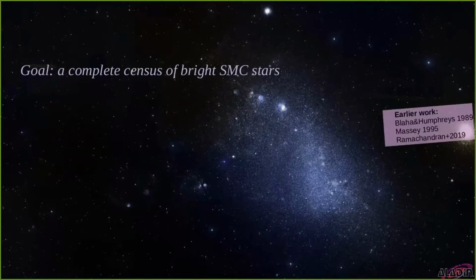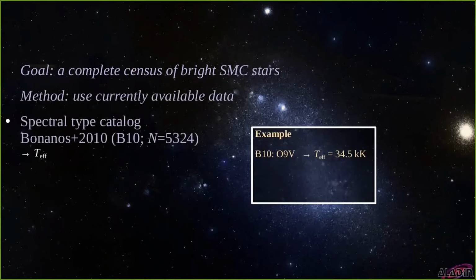So what we wanted to do in this work, this is the rather ambitious goal, is to deliver a complete census of bright stars in the Small Magellanic Cloud. To the right, I mention a few previous works who have attempted to do the same. The way we are trying to do this is to use data that is currently available, because people have kept studying stars in the SMC and more and more data has been collected. And we tried in this work to use it as well as we could to achieve our goal.